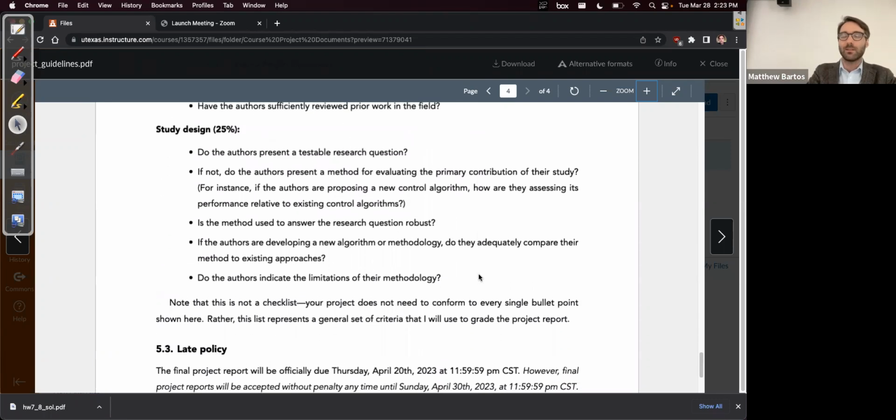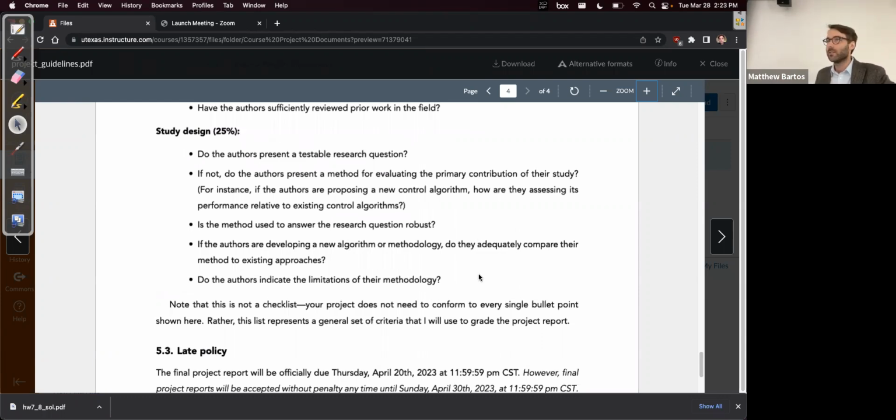And finally, study design. This is probably the hardest to describe, but really this is about whether or not you are presenting a way to evaluate your work in the context of other work in the field. So for instance, do you present a testable research question? Do you present a hypothesis? If not, do you present a way for evaluating your contribution? So for instance, if you're proposing a new control algorithm, do you assess its performance relative to other existing control algorithms? Is your method for evaluating your chosen topic robust? So basically, this is how you are either evaluating your hypothesis or conveying the relative contribution of the study with respect to the existing literature.